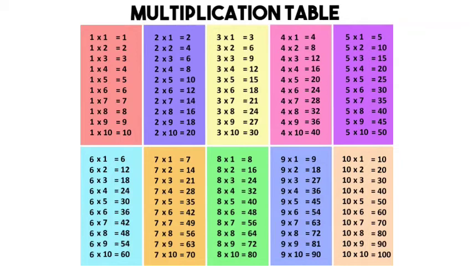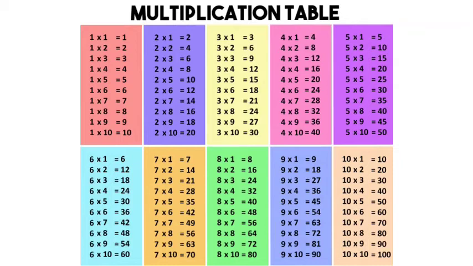7 1s are 7, 7 2s are 14, 7 3s are 21, 7 4s are 28, 7 6s are 42, 7 7s are 49, 7 9s are 63, 7 10s are 70. Once again, tell me the 7 table.